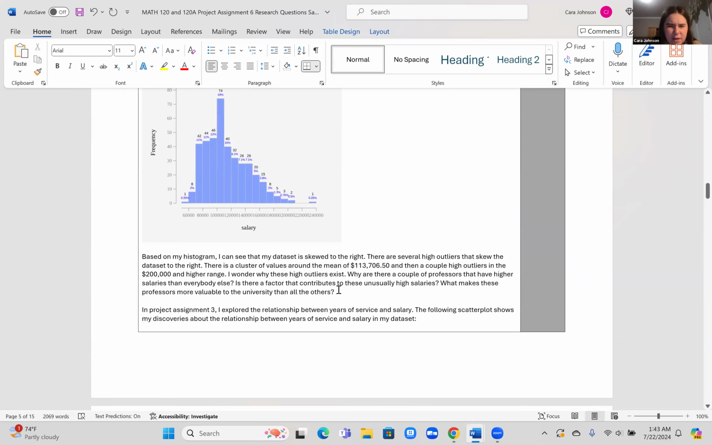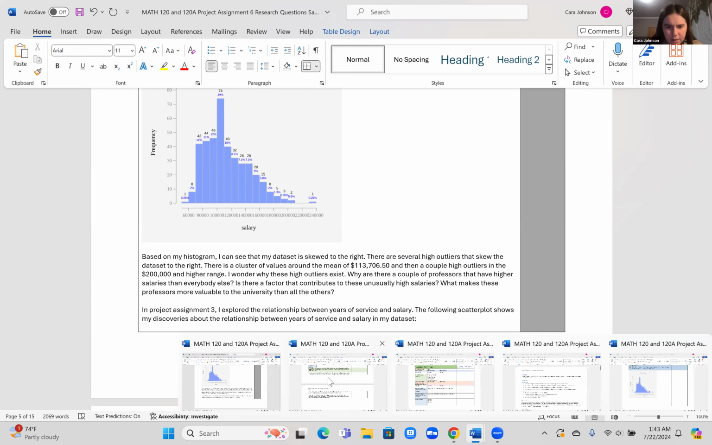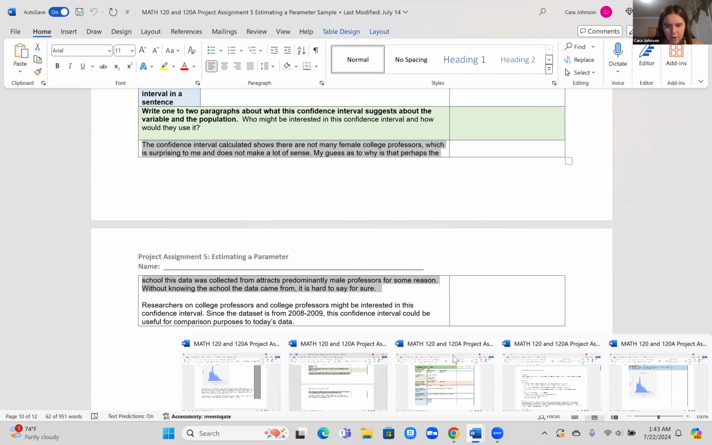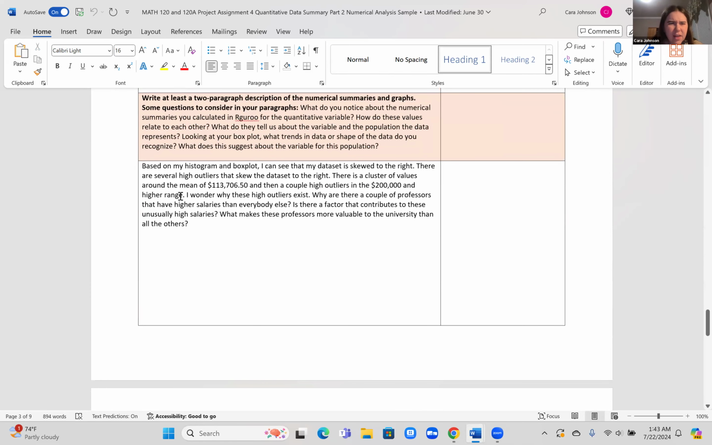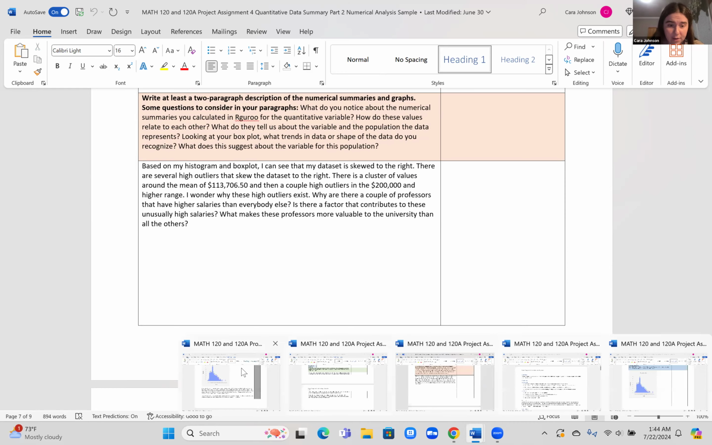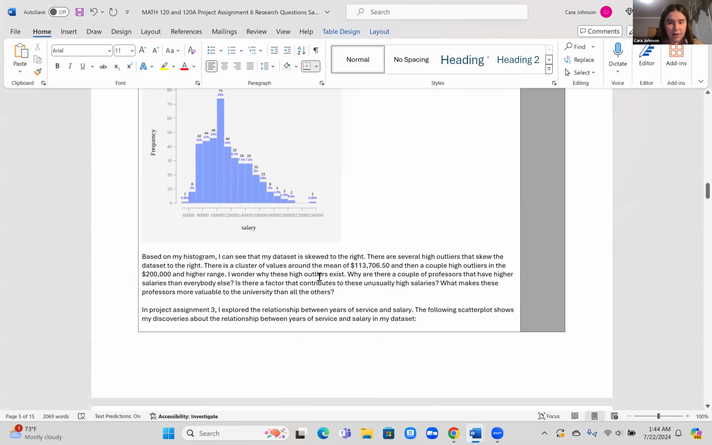And then this paragraph here came from the end of project 4. That's project 5, here's project 4. So I basically took this paragraph. Once again, I didn't include the box plot, so I took that out. But other than that, I basically just copied and pasted that, because that was basically what I discovered about the salary variable. So that was once again copied and pasted.